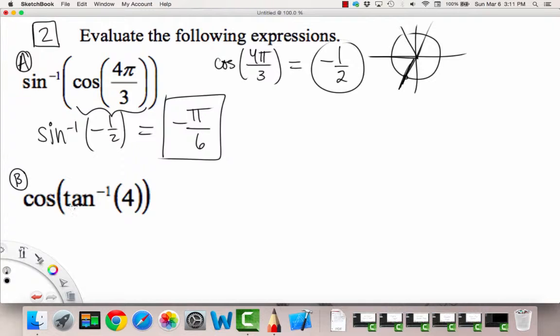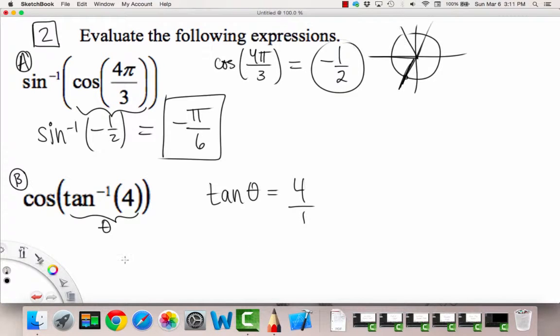Okay, so that's a little bit weird. So what is this? Like I said, inverse trig functions, including the inverse tangent, they always give you back an angle, right? So we're looking for some angle in here. Okay, so the tangent of some angle is equal to 4. Okay, this is kind of like saying 4 over 1.